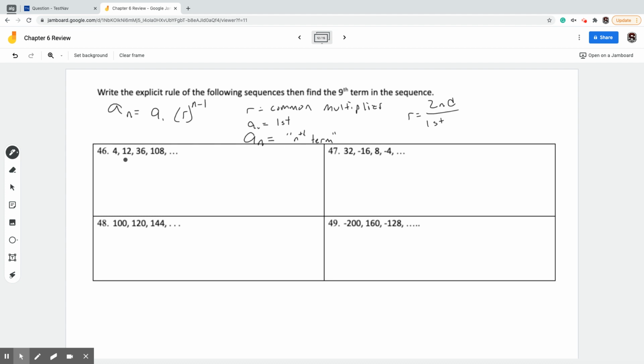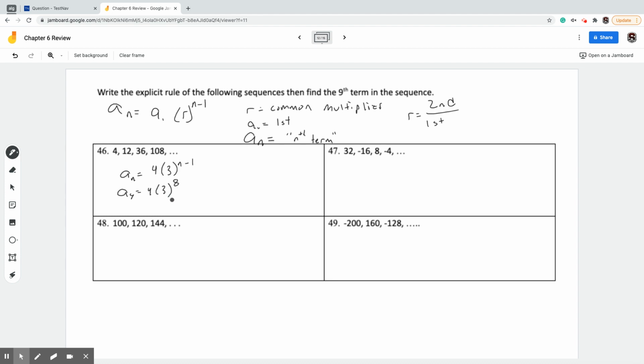So in this one, how are we moving? Times 3, times 3, times 3. You might need to check that, but it indeed works. And so my equation is a sub n equals my first term, 4, times my multiplier, 3, raised to n minus 1. And then I need to find the 9th term in the sequence. Well, this would be wacky to find the 5th and 6th and 7th, so we simply plug in a 9. So the 9th term equals 4 times 3 to the 9 minus 1, which is 8.